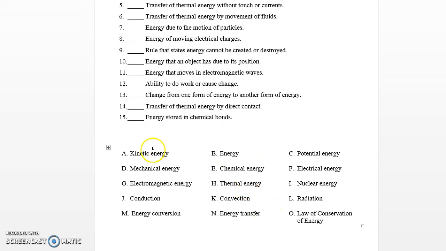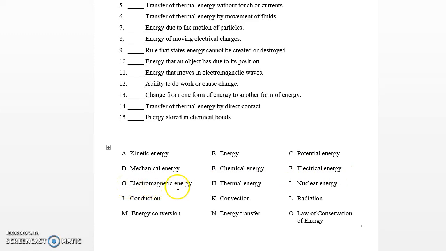Okay, the word list below. A, kinetic energy. B, energy. C, potential energy. D, mechanical energy. E, chemical energy. F, electrical energy.